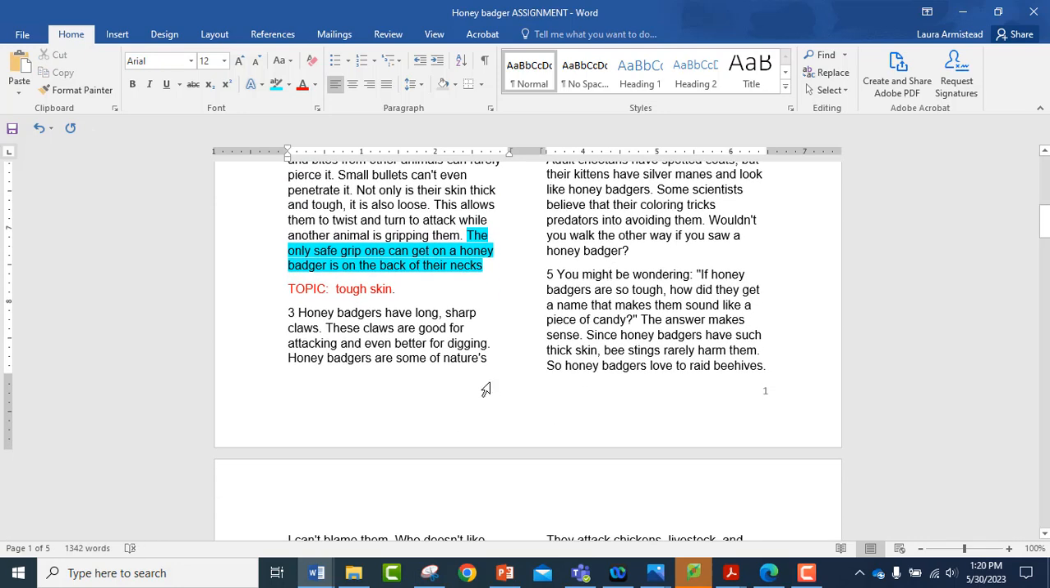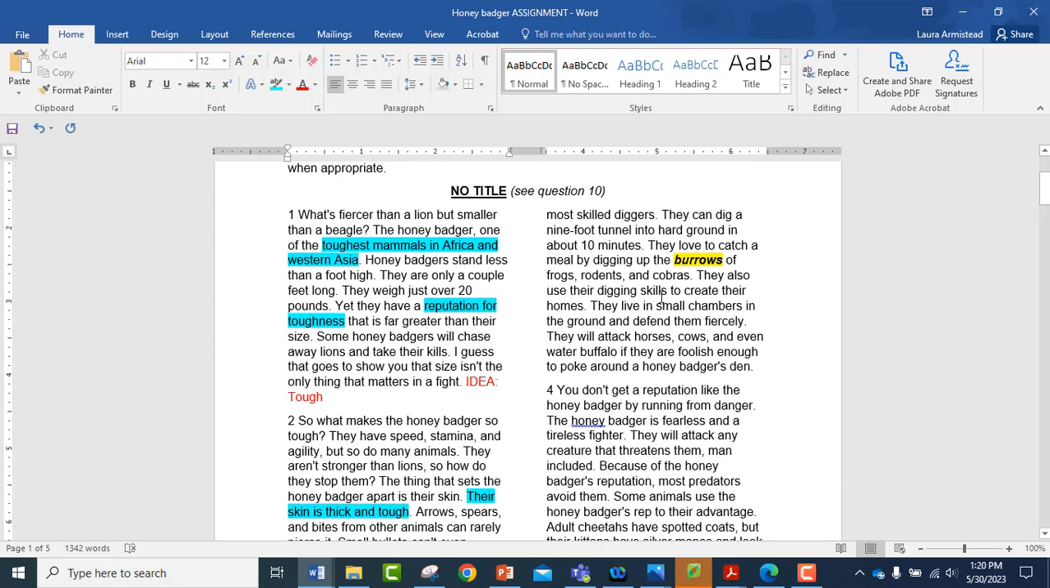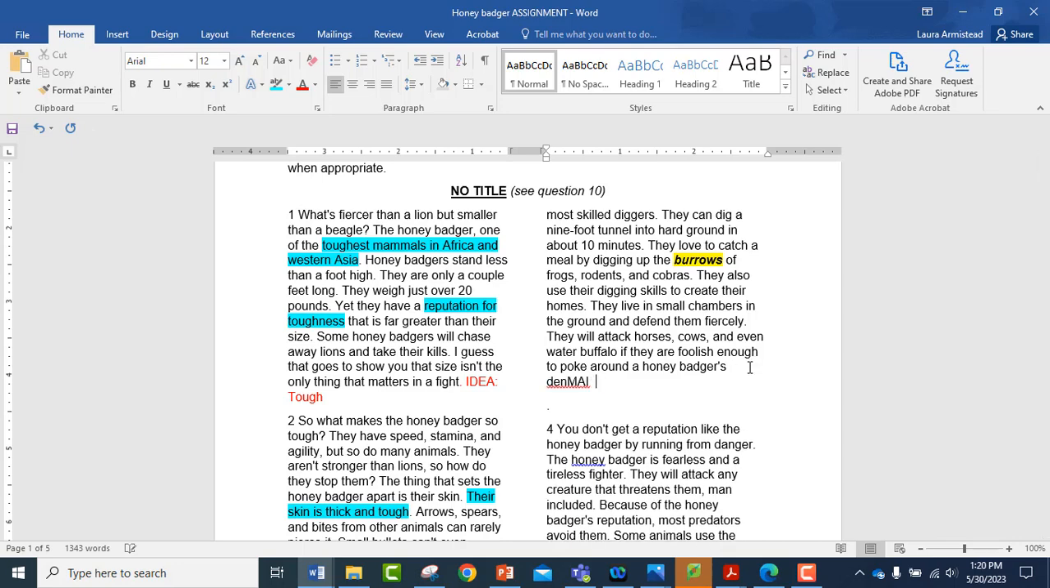The third one. Honey badgers have long, sharp claws. These claws are good for attacking and even better for digging. Honey badgers are some of nature's most skilled diggers. They can dig a 9-foot tunnel into hard ground in about 10 minutes. They love to catch a meal by digging up the burrows of frogs, rodents, and cobras. They also use their digging skills to create their homes. They live in small chambers in the ground and defend them fiercely. They will attack horses, cows, and even water buffalo if they're foolish enough to poke around a honey badger's den. So the main idea here is their claws and their home.